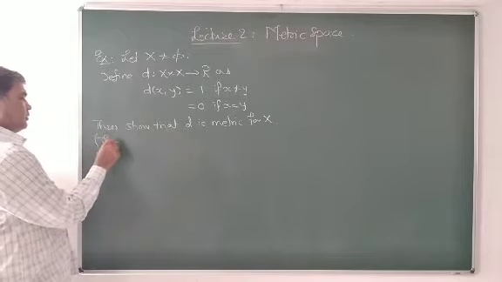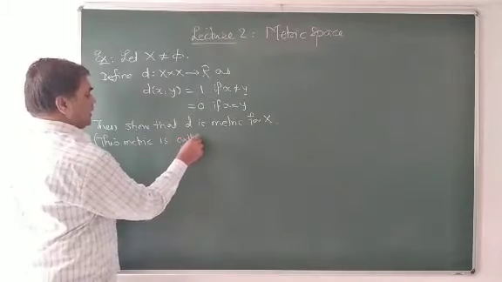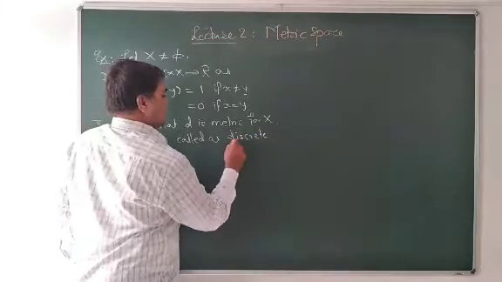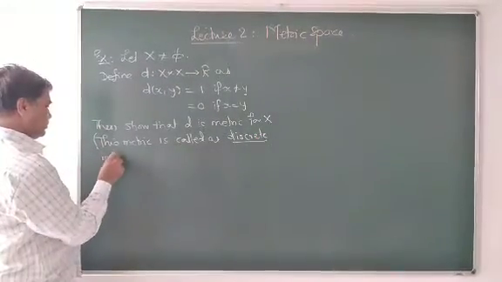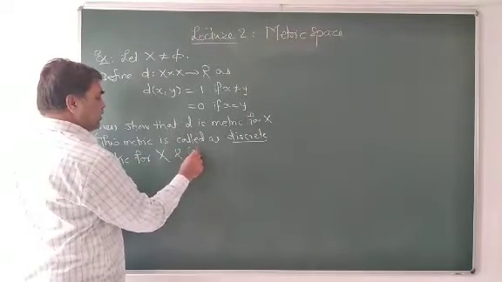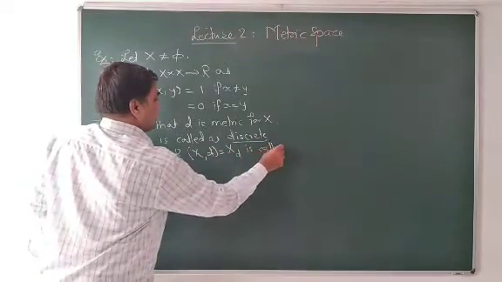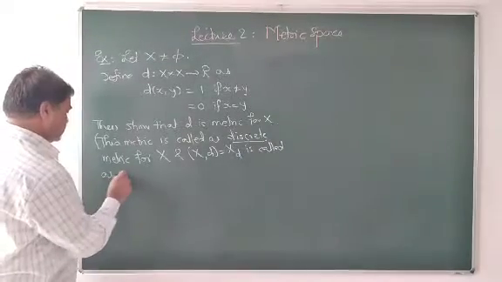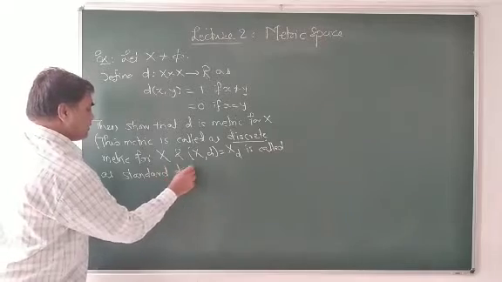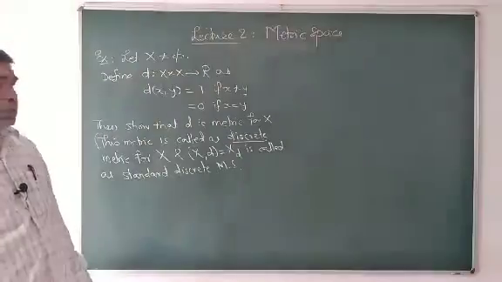This metric is called a discrete metric. The set X together with d, which is (X, d), is called a discrete metric space, or sometimes also called the standard discrete metric space. Now we'll see its solution.